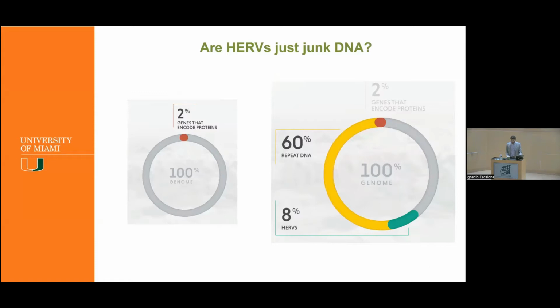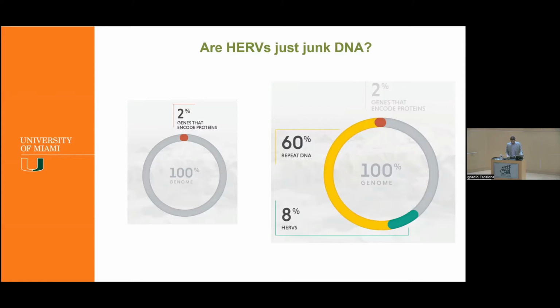Repeat DNA, or even HERVs, form 8% of our genome. So 4 times the amount of protein coding region is formed by endogenous retrovirus sequences. And 60% of them are transposable elements, either DNA transposable elements or RNA transposable elements, or retrotransposons, as we described.